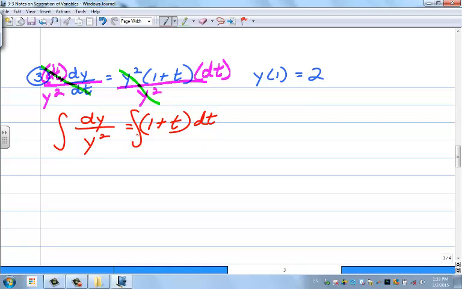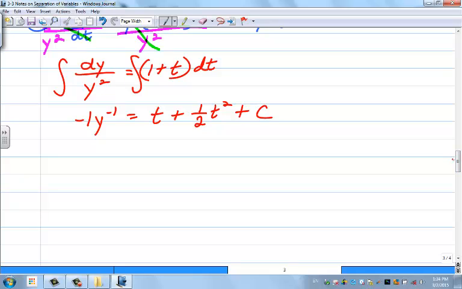Y to the negative 2, if I integrate that I get negative 1y to the negative 1, and that's going to be equal to t plus, using the power rule, we get 1/2 t squared, and then of course plus c. So negative 1y to the negative 1, I don't want to deal with a negative, so I'm going to go ahead and multiply through by that negative 1 right now, and then y to the negative 1 is 1 over y. So I'm going to say 1 over y is equal to negative t minus 1/2 t squared, and then I'm going to negate the c so that I'll just change it to a different constant, plus d.